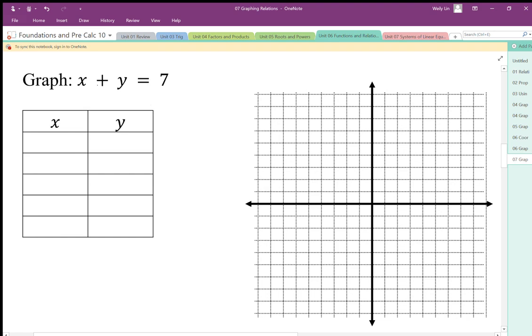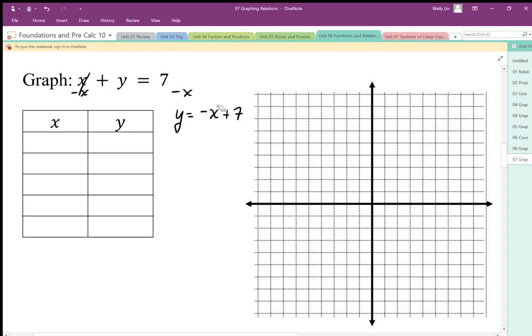Okay, and in order to do that, I need to get y by itself, which means I need to undo the plus x. So I'm going to undo that plus x with a minus x. Those cancel out, so my new relationship looks a little bit more like a relationship. I'm going to write this as negative x plus 7.